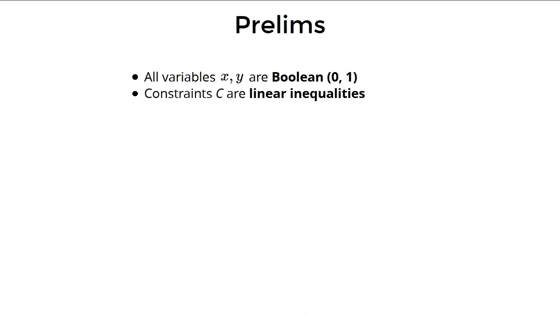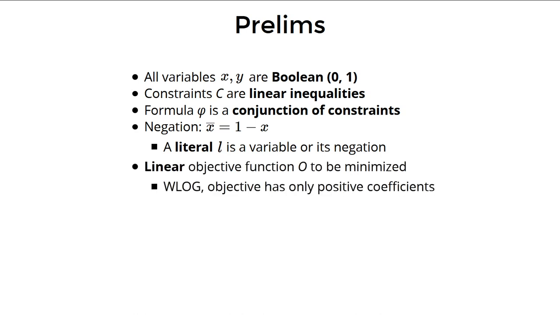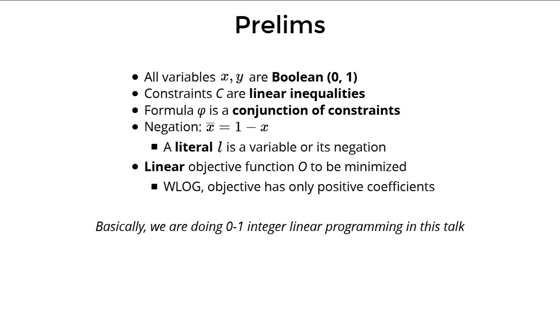Before we dive into the details, let's first denote the context in which we work. We assume all the variables of the problem are 0 or 1. The constraints of the problem are linear inequalities, which together form a formula phi. Sometimes we will refer to a negated variable, which is simply 1 minus the variable. Literal then is a variable or its negation. Finally, the objective O is a linear function to be minimized, for which we assume, without loss of generality, that it only has positive coefficients.